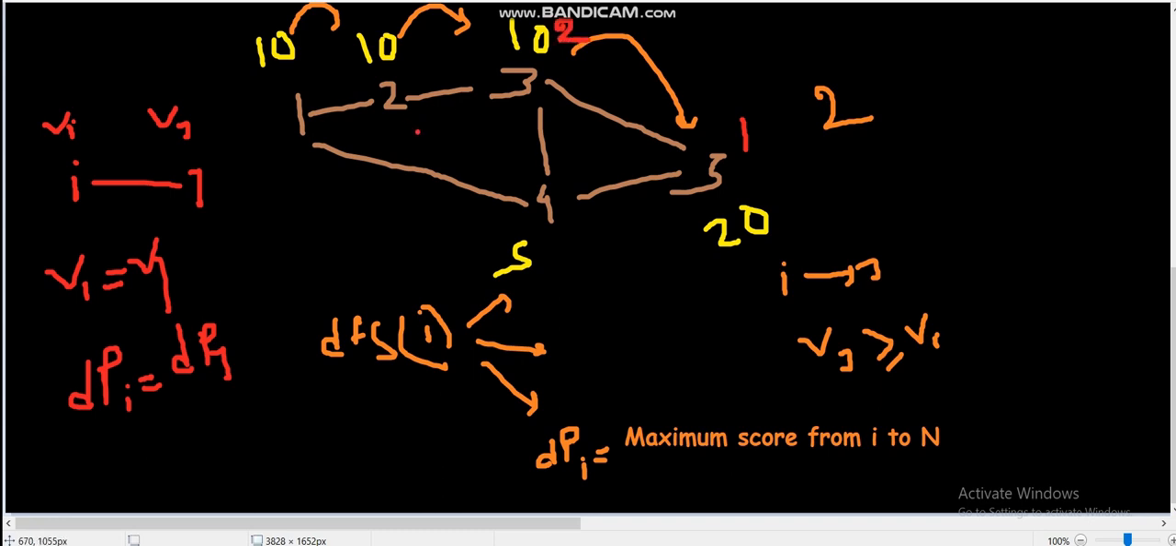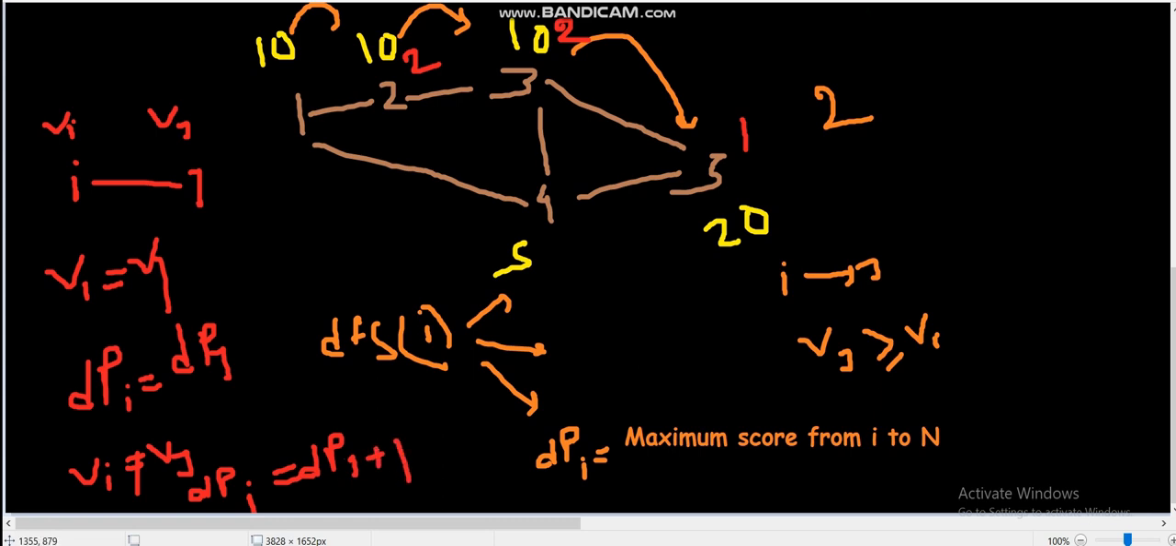But when we are considering the edge between 2 and 3, the value of i, which is the value of 2, and the value of 3, value of i equals value of 2, so dp of i will be nothing but dp of j. But if vi is not equal to vj, for the edge between 3 and 5, 10 is not equal to 20, so dp of i will be nothing but dp of j plus 1.